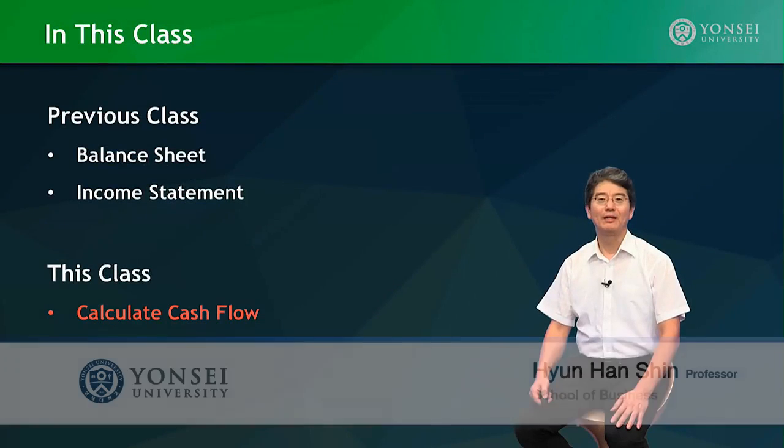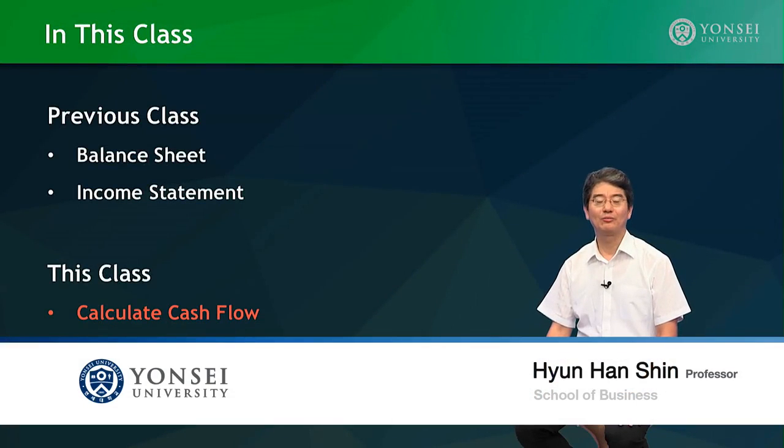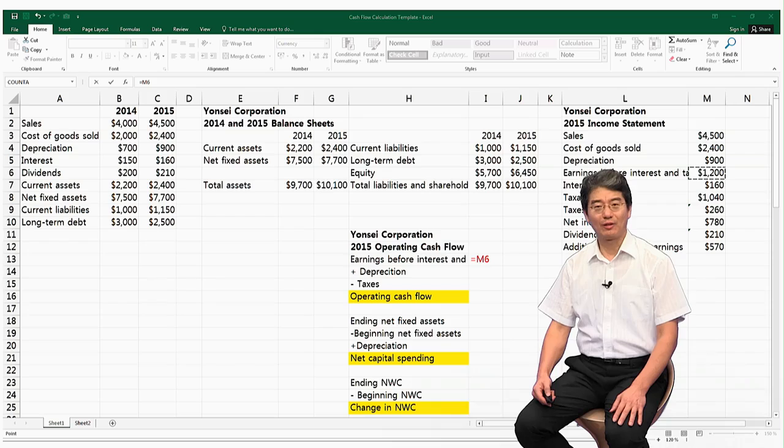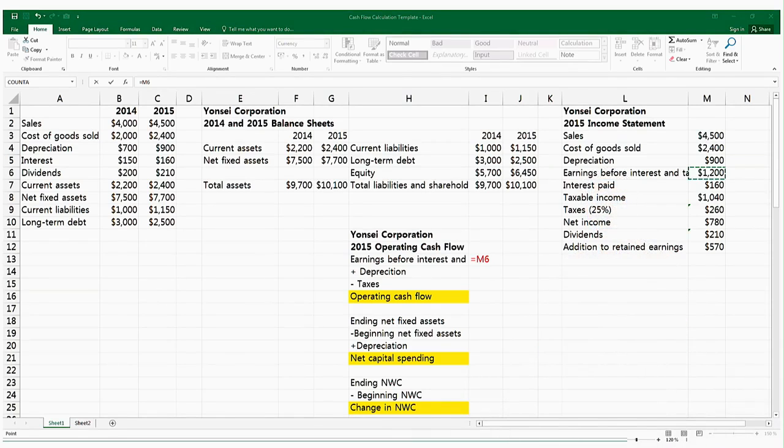Hi everybody. In the previous class, we learned how to make balance sheet and income statement. In this class, we are going to learn how to calculate cash flow. Before we calculate operating cash flow, let's move balance sheet and income statement in the position shown in the slide. That is, balance sheet is in column E and income statement is in column L.